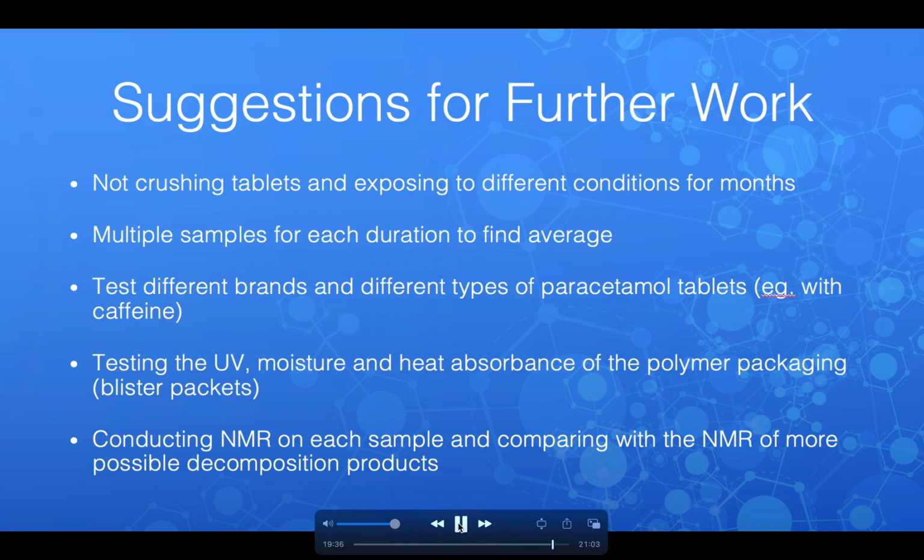Testing different brands and different types of paracetamol would be great to draw broader conclusions. And also, I thought it would be cool to test the polymer packaging used to protect the tablets, to see how well it absorbs UV light, distributes heat, and protects the tablet from moisture. I also think more NMR should be done on the samples, to ensure that each sample is reliable and that the data is reliable. However, this will require a much larger budget. My project did not have a budget, so I was quite lucky to use NMR at all.